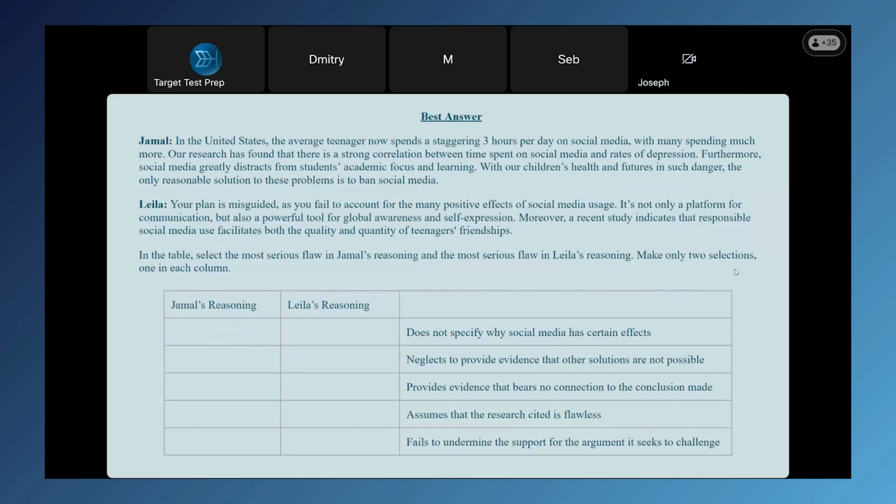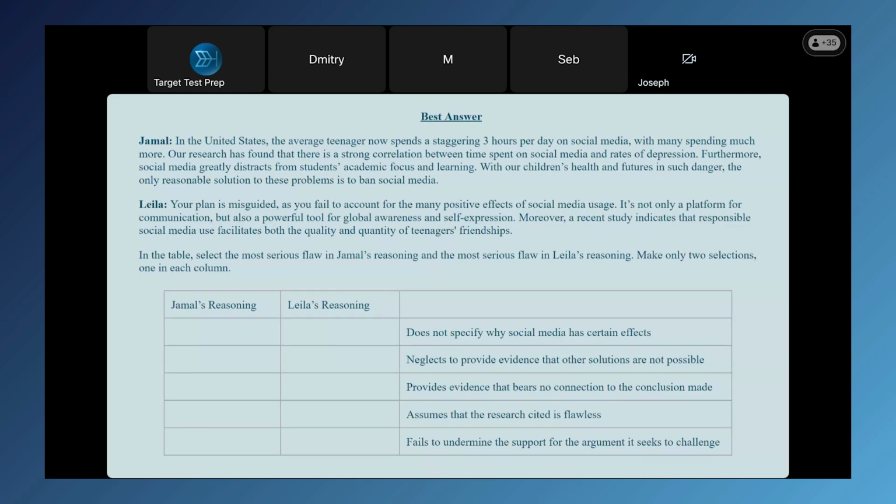Four, let's do Jamal first. Jamal's reasoning does not specify why social media has certain effects, but that's not a logical flaw. He is discussing the effects, so it is what it is. Oh, and I can share these. Neglects to provide evidence that other solutions are not possible. This is definitely a false dichotomy.